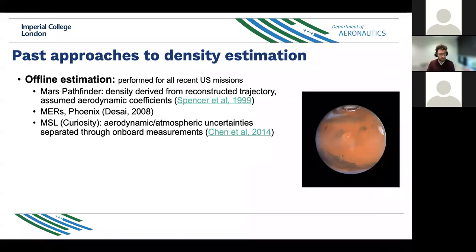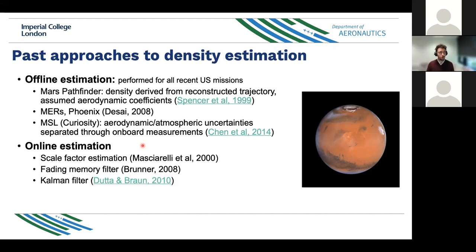Of course, we're not the first to do this. Offline estimation of the atmospheric properties, such as density, has been done for all recent US missions. And by offline estimation, I mean after the mission is concluded. So after the mission is concluded, you get the data from the landed vehicle on the ground, and then you can process that to obtain the profile of density along the descent.